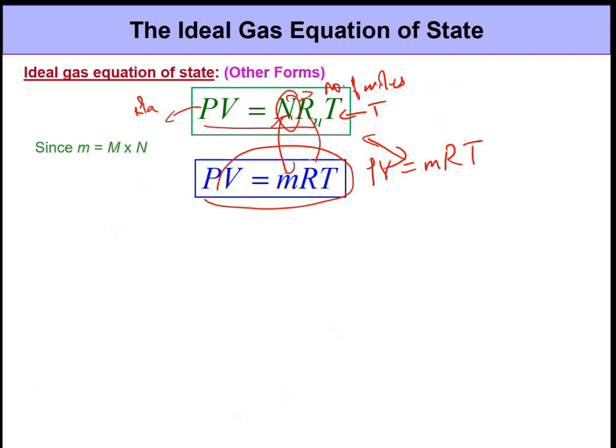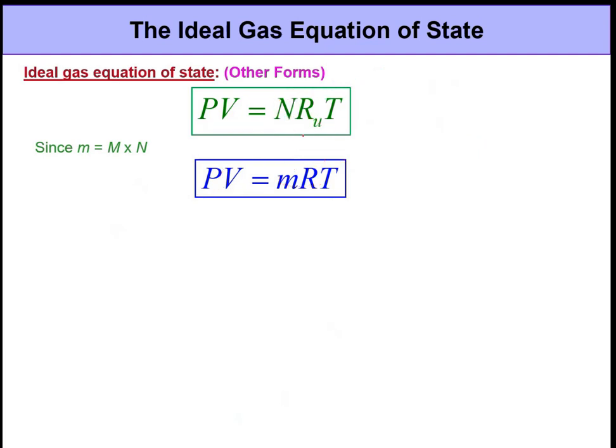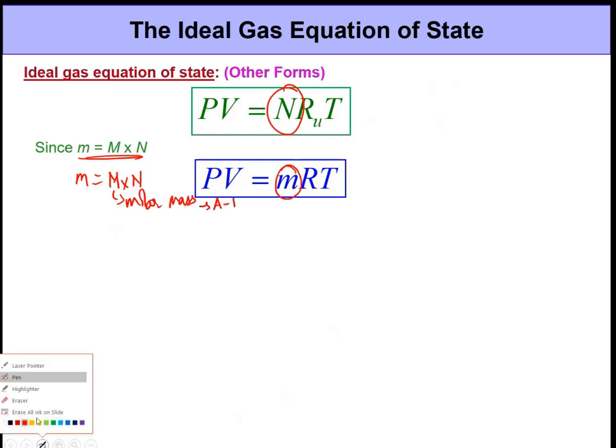And because we are using mass, we are making use of the gas constant instead of the universal gas constant. So the main difference is right there. Now, there's the relationship between the number of moles and the mass of a substance at any given condition. It is given by this formula where the mass is equal to the molar mass times the number of moles. The molar mass you can get from table A1 for any substance of interest.